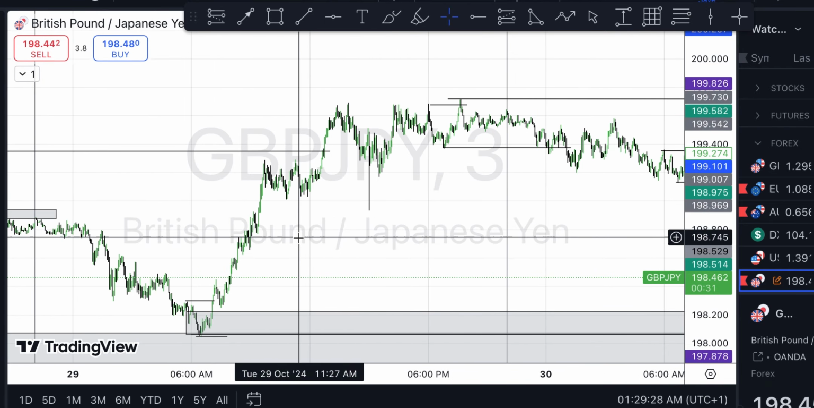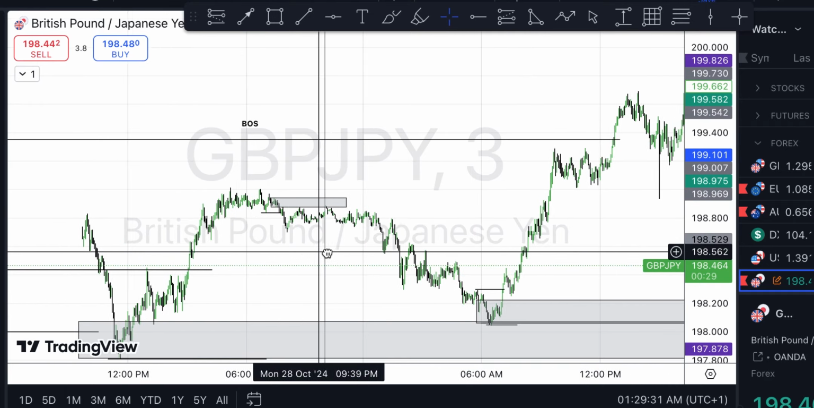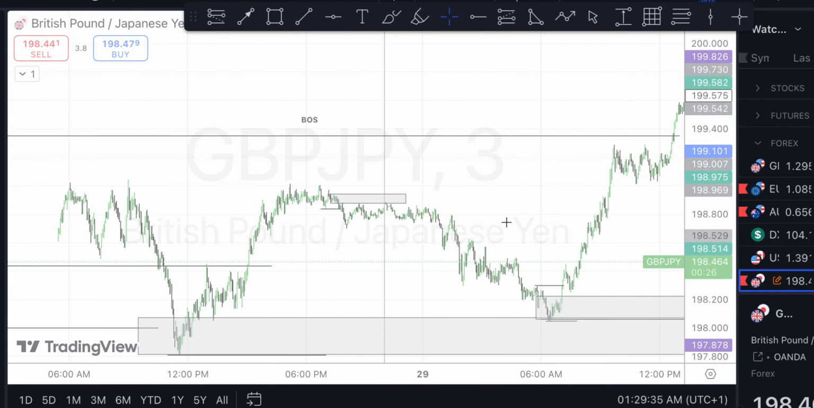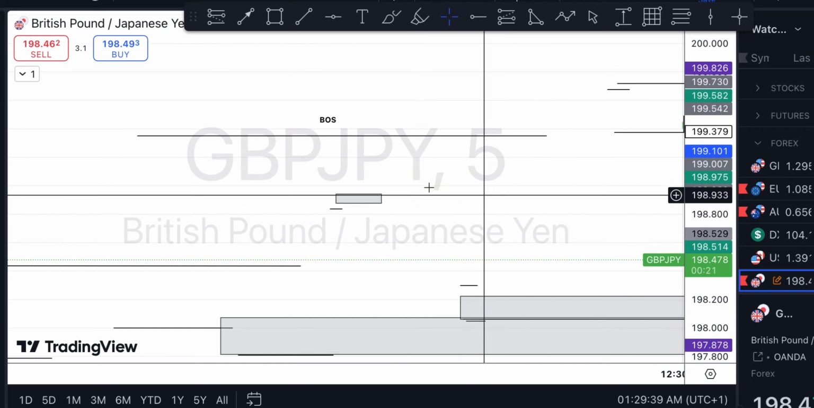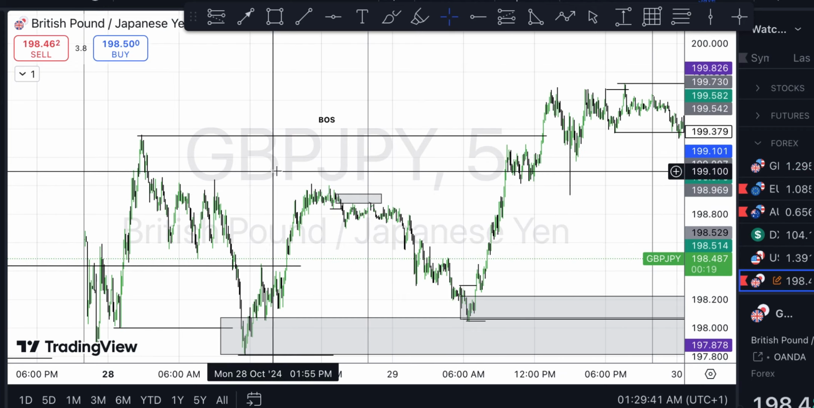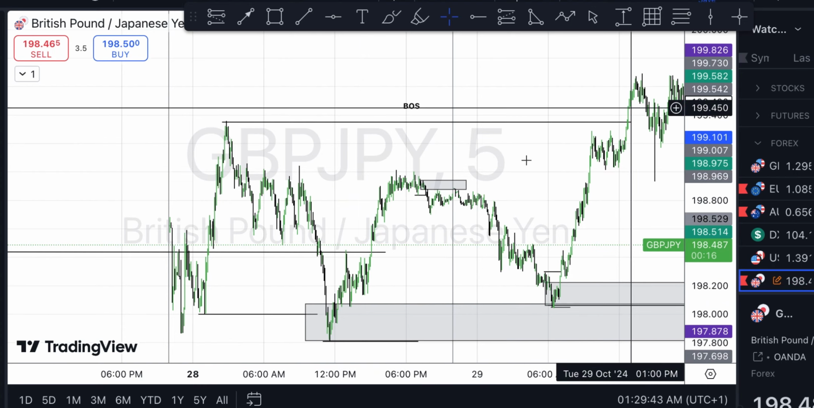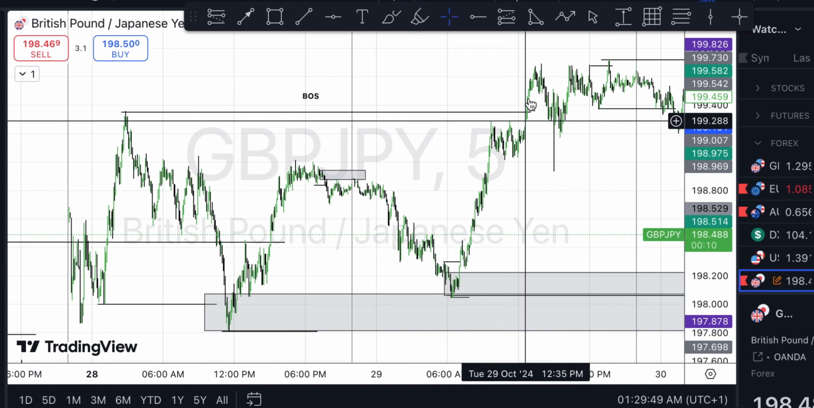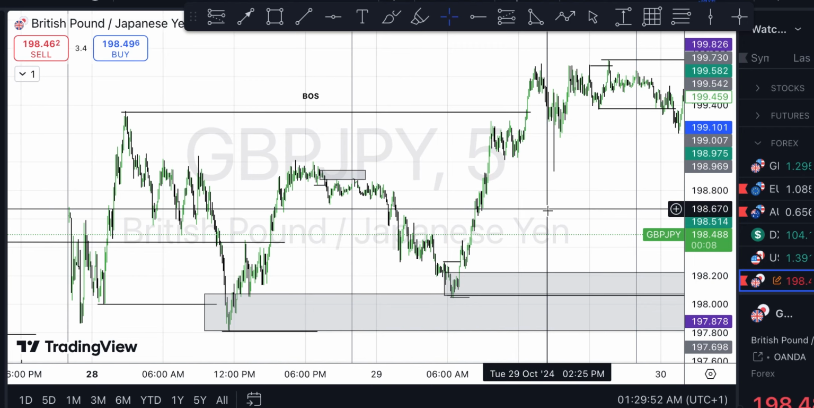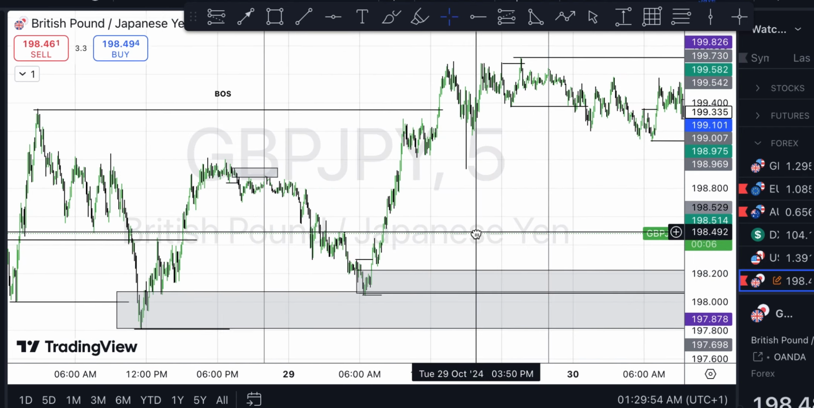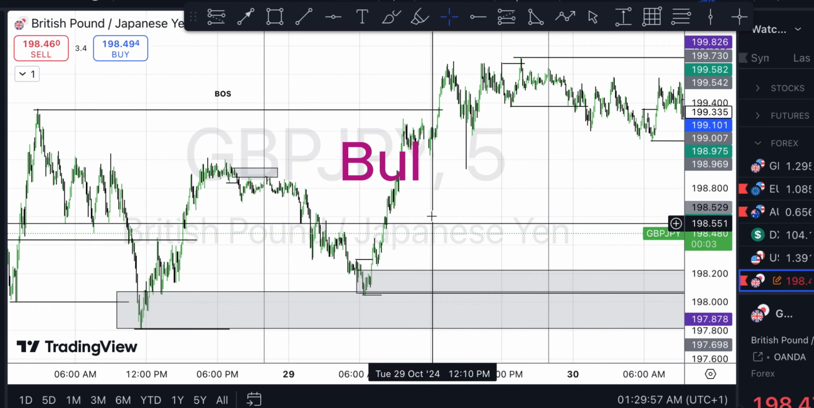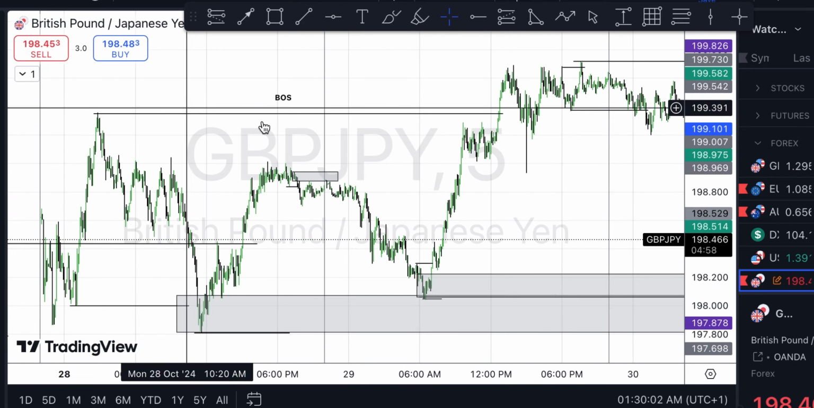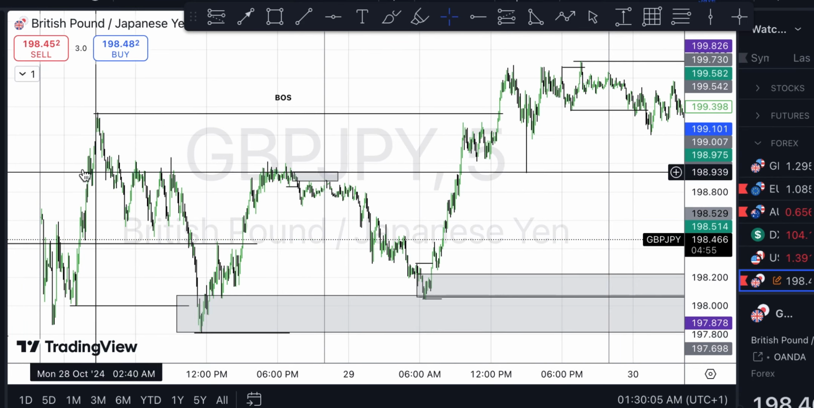So the first thing we are going to identify when we are inside any trade is we are going to be looking for the directional bias. Where is the market trending? Is it a bullish trend or bearish trend? But in this case, we have a break of structure. So this is a break of structure to the upside, meaning that we are bullish. So I want to be looking for a buy setup in a bullish structure.